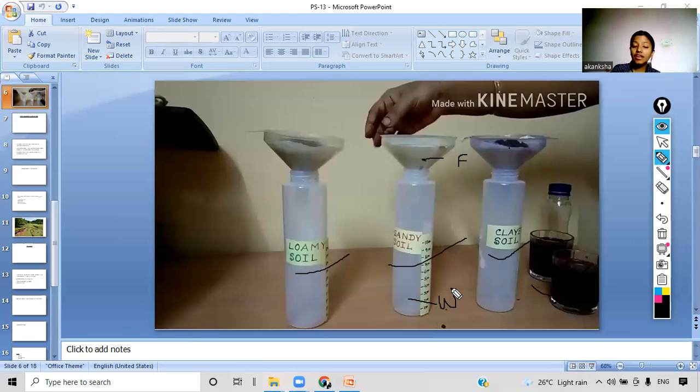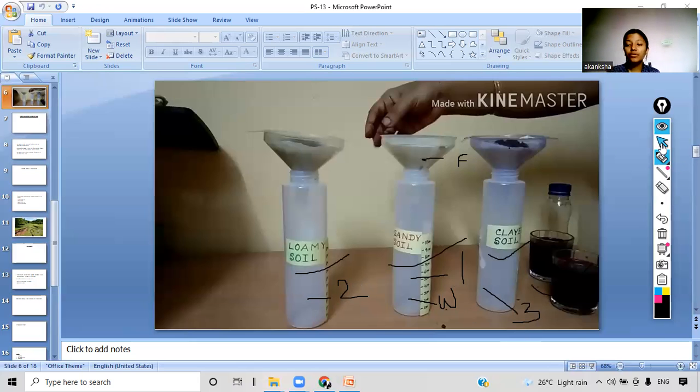And what will be the second soil in which the water will fill faster? Which container? Sandy soil will be the first, and loamy soil will be the second, as you all answered, and clay soil will be the third, as clay soil holds the most water. So yes, you all answered it correctly.